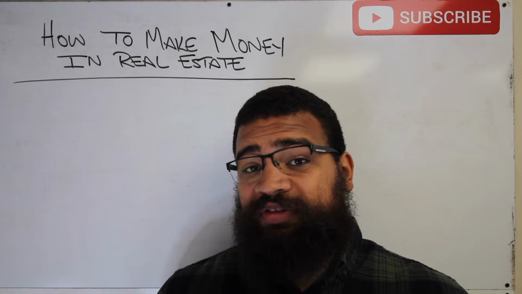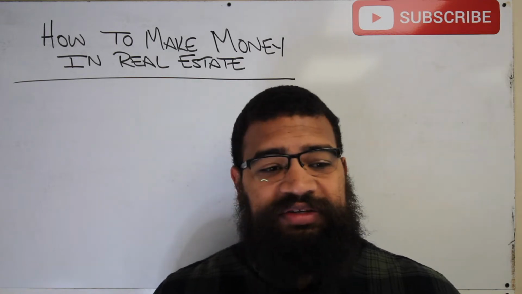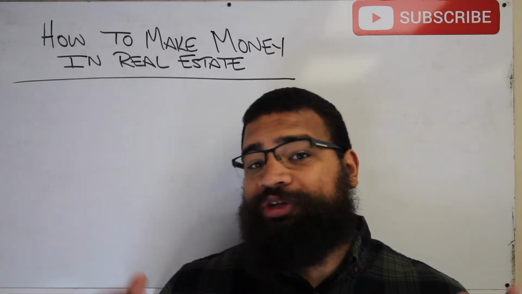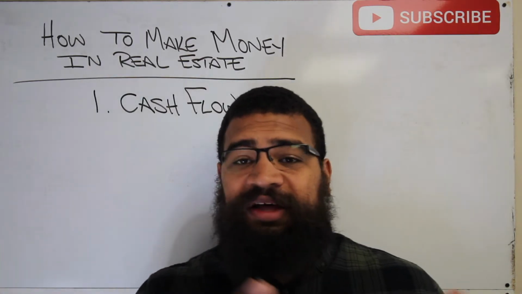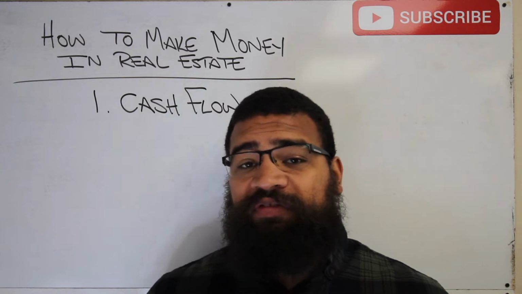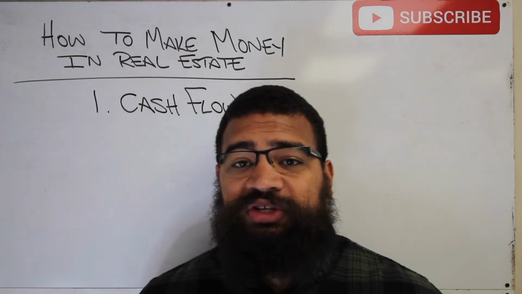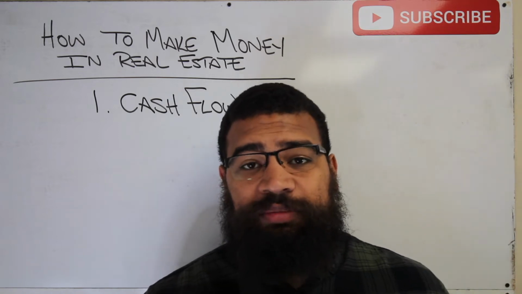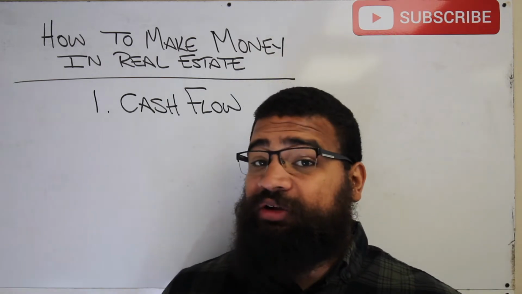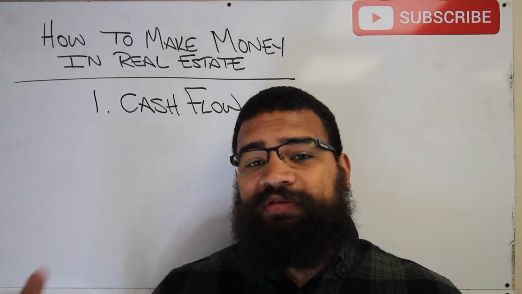So the first way to make money in real estate investing is the most widely talked about, which is cash flow. Now, cash flow is pretty simple to explain. It's the income minus expenses, whatever's left, the profit of that property on a monthly basis. So if you have a single family home that rents out for $1,000 a month and your expenses are $600 a month, then your cash flow is $400.